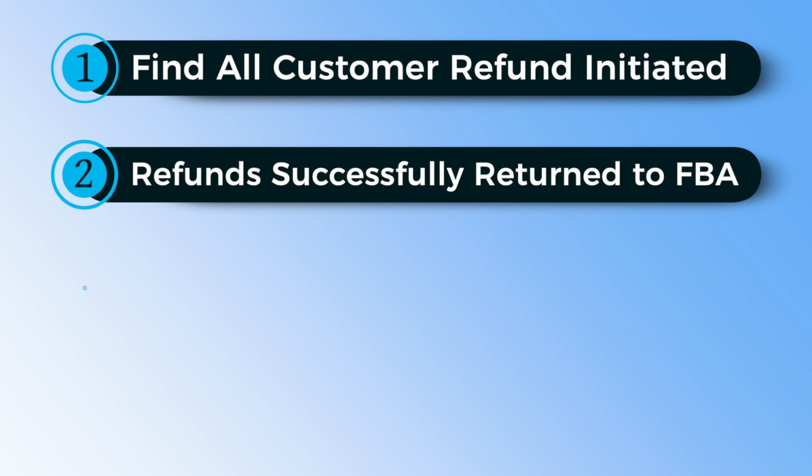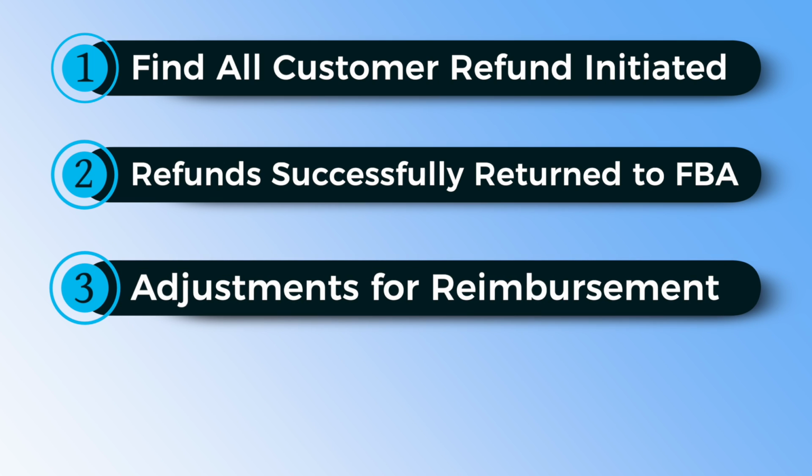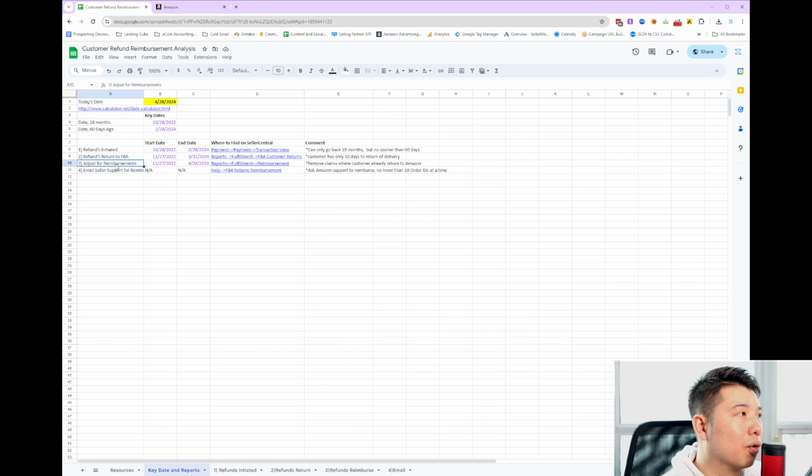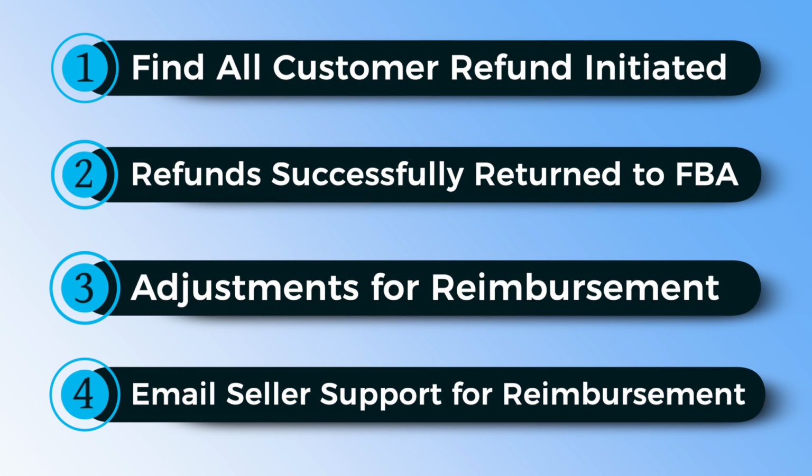Number 3, adjustment for reimbursement. For ones that Amazon actually deemed that the customer should have returned it but didn't, Amazon reimburses you. Those are the ones. Sometimes Amazon automatically reimburses you, but sometimes they don't. So this is the situation that we are going to get the reimbursement for. We're going to adjust out those ones that Amazon reimbursed. And then for the customer refunds that are left over after adjusting for 2 and 3, we are going to send them to seller support to claim those particular refunds.